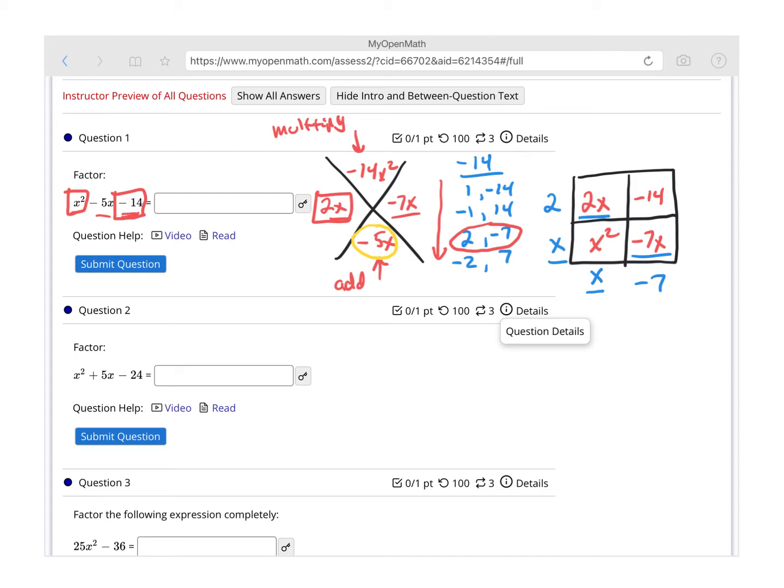So whatever you have on the outside becomes your factors. So this will be x plus 2 and x minus 7. And those are going to be my factors. So that's the first type, or just the diamond problem type.